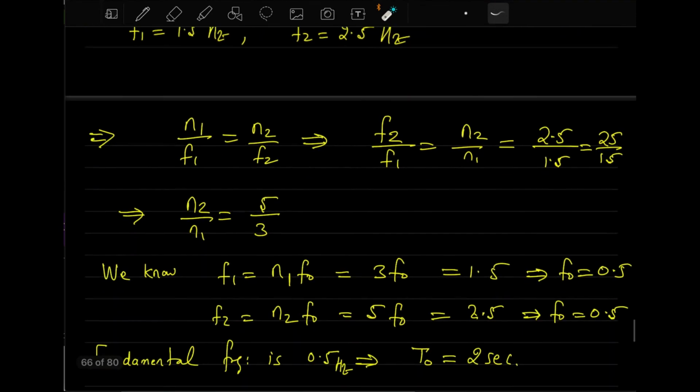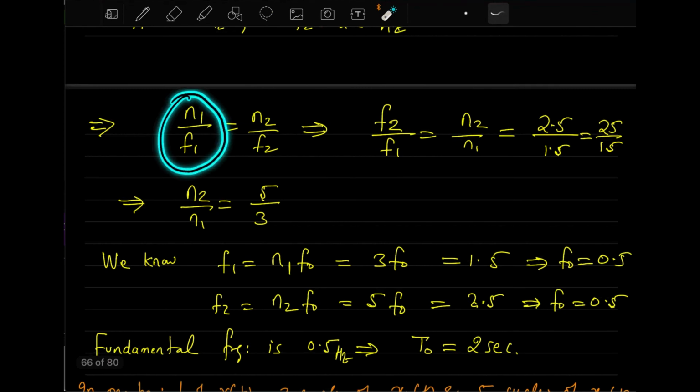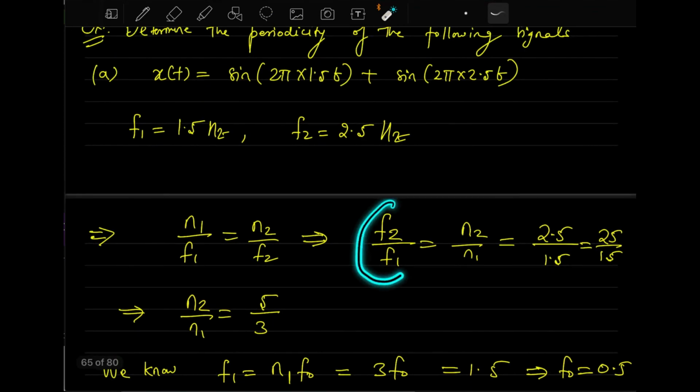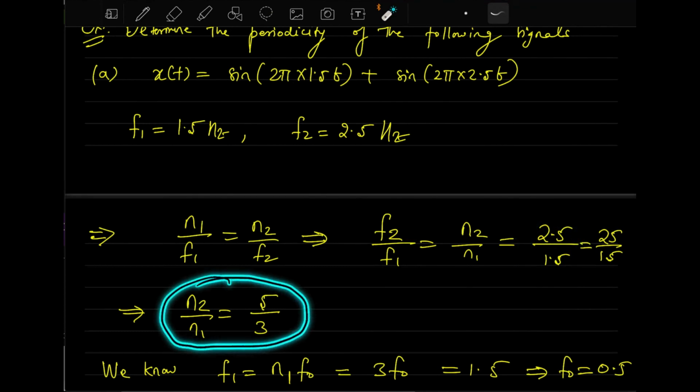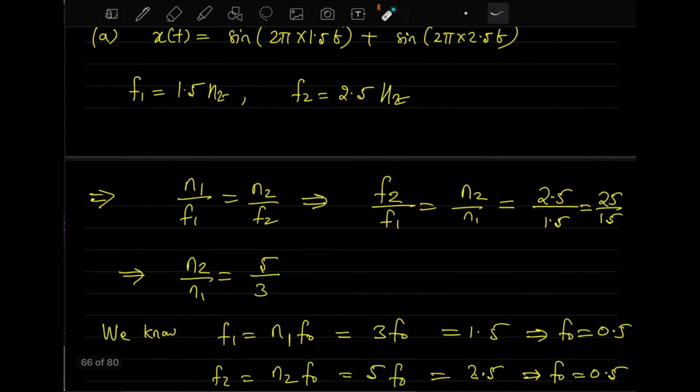So we can write n1 by f1 equal to n2 by f2, and then f2 by f1 can be written as n2 by n1. It's as simple as that. You are cross multiplying, and then writing the values of f2 and f1 which you got. So it's 2.5 divided by 1.5. What you get at the end is that n2 is 5 and n1 is 3. So this is the ratio of the n's that you are getting.